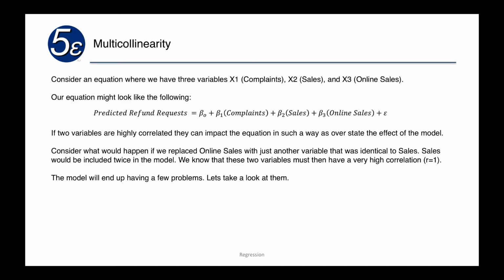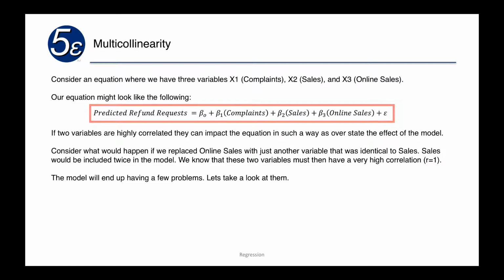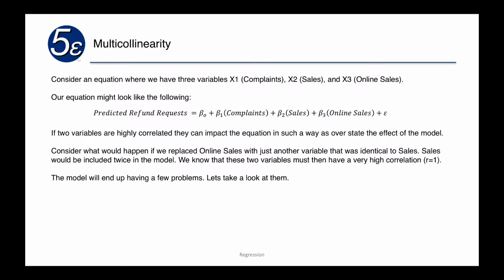Another concept that we have to be concerned about with regression equations is multicollinearity. Let's consider an equation where we have three variables: complaints, sales, and online sales. Our equation might look like the following. Predicted refund requests equal beta 0 plus beta 1 complaints plus beta 2 sales plus beta 3 online sales plus an error term. If two variables are highly correlated, they can impact the equation in such a way that they overstate the effect of the model.